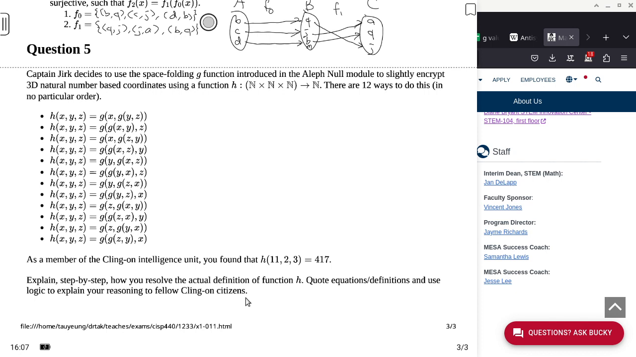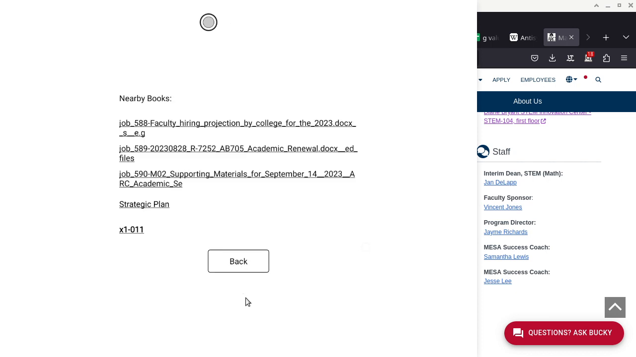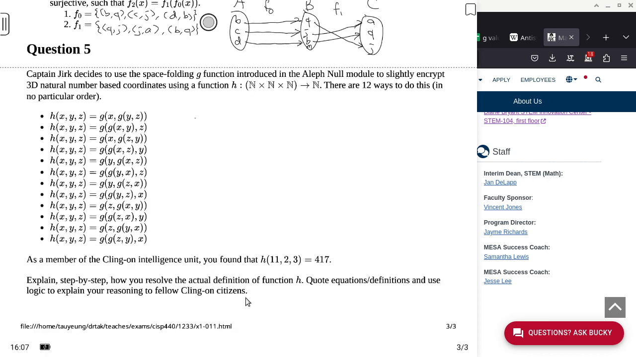Because the result of H would be the Cartesian product between the set of natural numbers and itself, mapping to the set of natural numbers. So it would make sense that it is aleph null. Nope, that's not what I'm asking. The first question that I'm asking is, how do we know that?